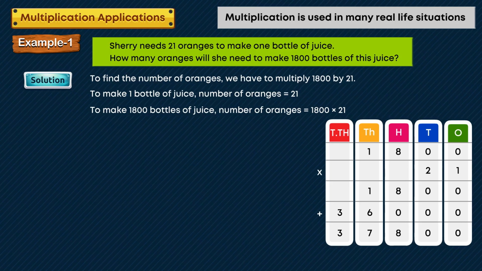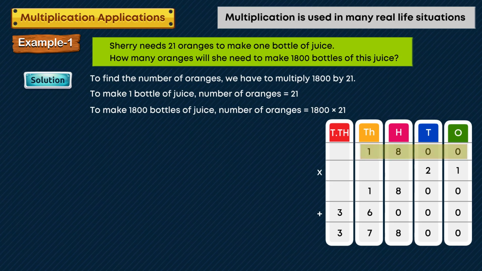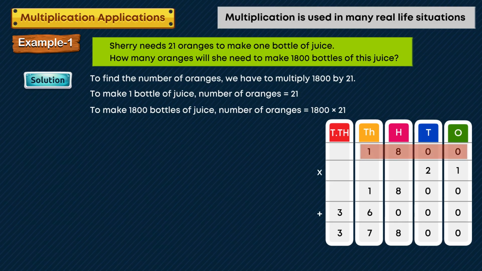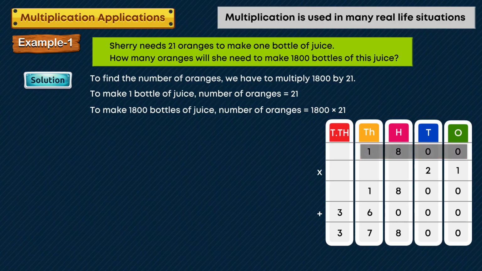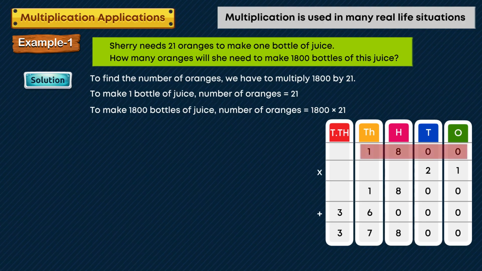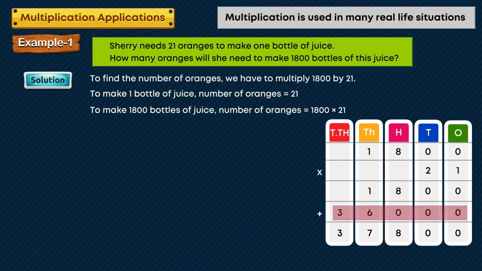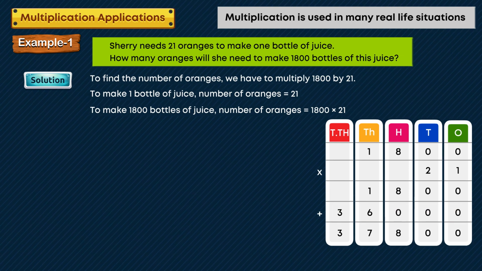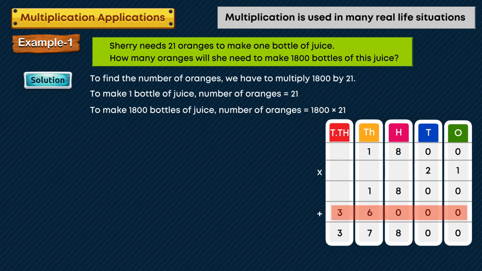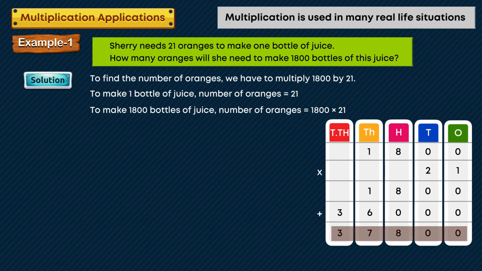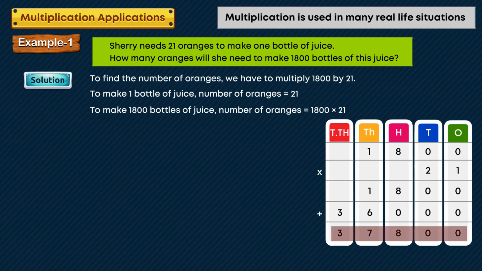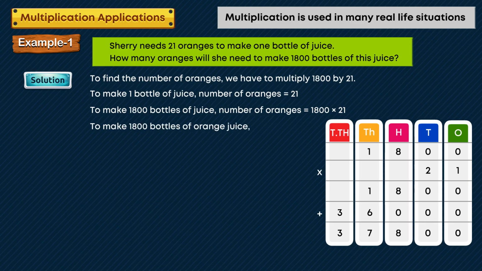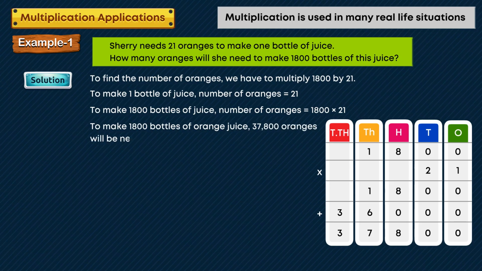Now multiply in ones place. 1,800 into 1 is equal to 1,800. And multiply in tens place. 1,800 into 20 is equal to 36,000. Now add above. 1,800 plus 36,000 is equal to 37,800. To make 1,800 bottles of orange juice, 37,800 oranges will be needed.